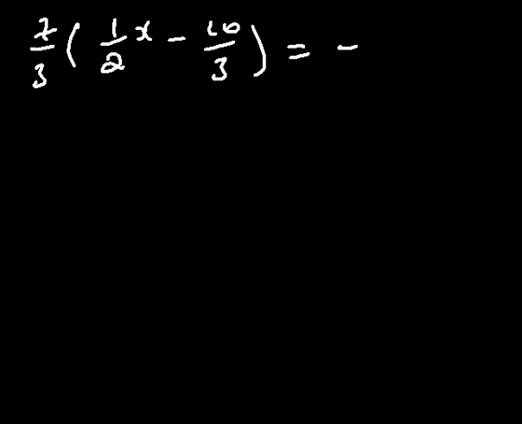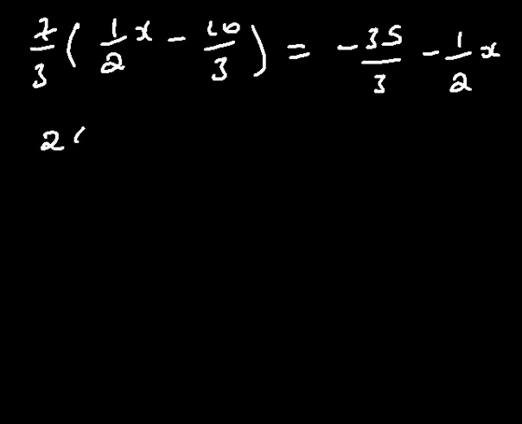And what if we have this? Let's say 7 over 3 times 1 over 2x, minus 10 over 3, which is equal to negative 35 divided by 3, minus 1 over 2 x. So how do you think we should solve for x there? You also try to understand this one as well.